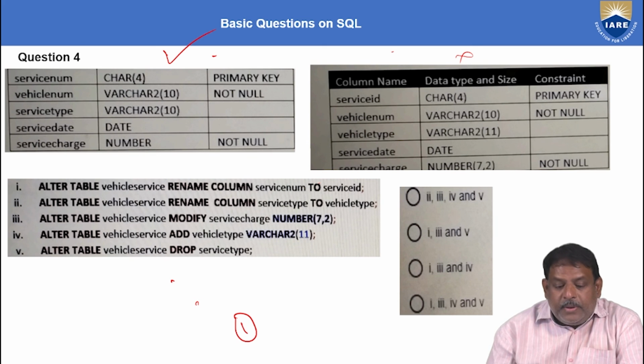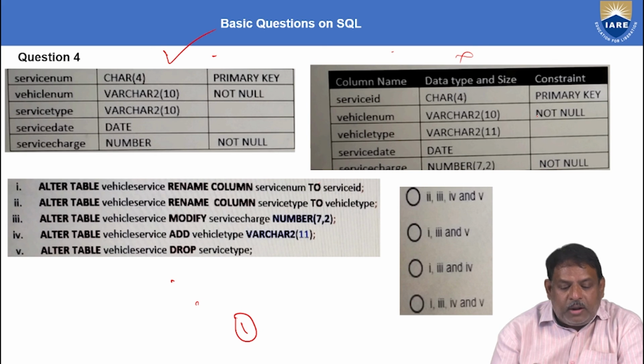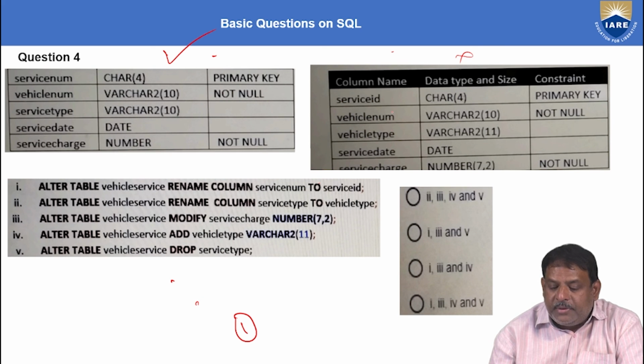Next, vehicle num varchar 10, no change. So the second column has no change. Now what is the third column? Service type is not here. That means service type has to be dropped. So the answer should be 1 and 4.